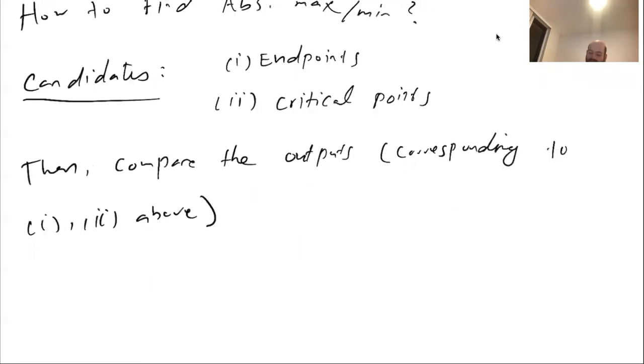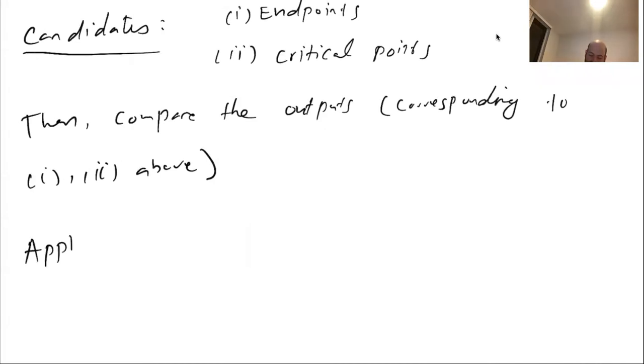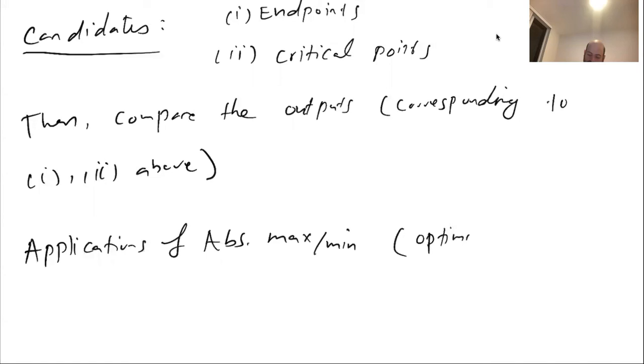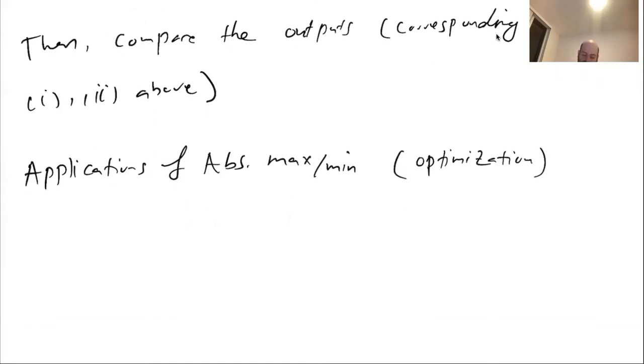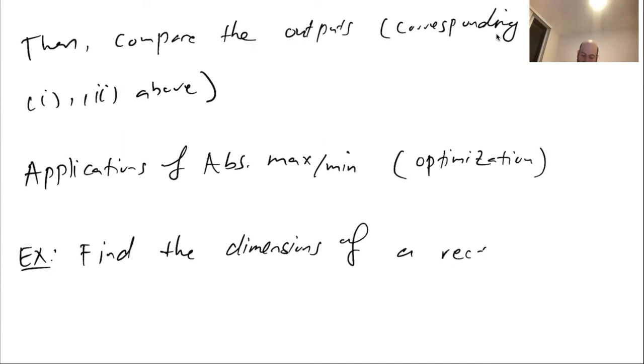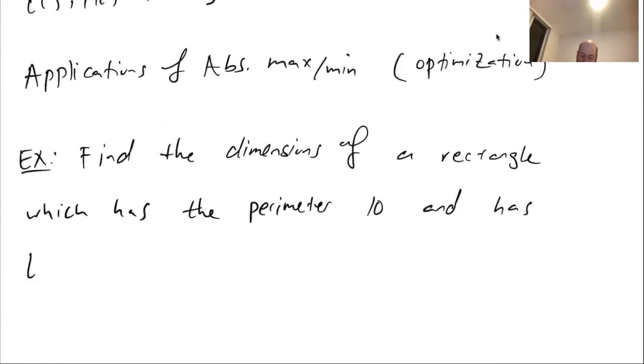So for example, one of the simple applications of absolute max or min. Basically, we also call it optimization. Optimization means you want to maximize or minimize a quantity. How can we do it? So for example, we said: find the dimensions of a rectangle which has the perimeter 10 and has the largest possible area.